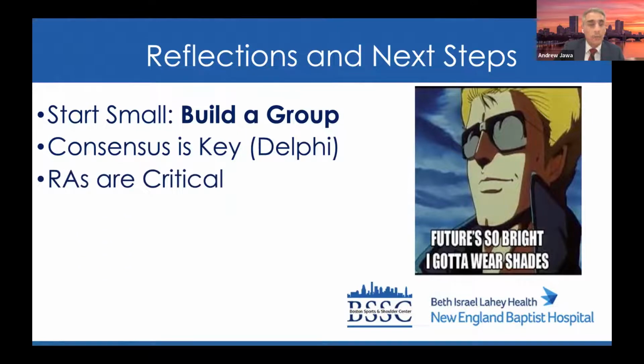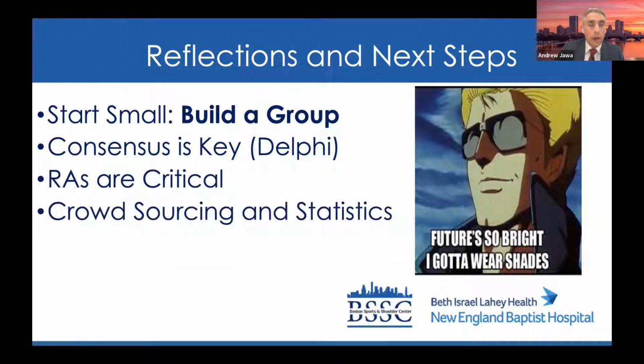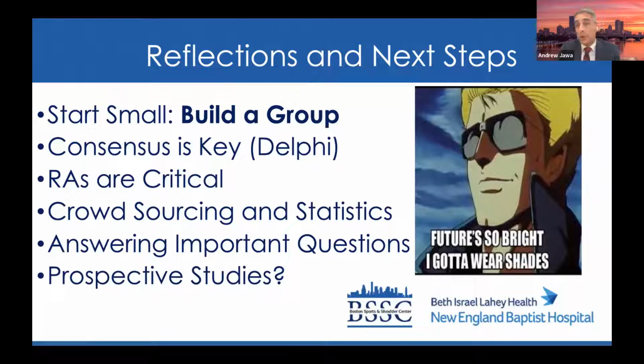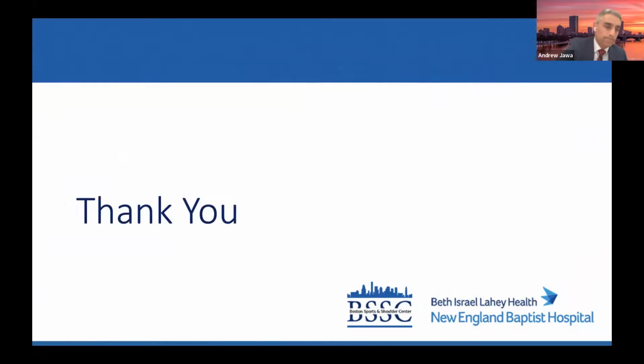RAs are critical. You do need help. Crowdsourcing, basically you're using all the ideas of a lot of smart people. Statistics is key. You're getting the power of statistics, and it allows us to do better work. It's answering important questions that we may not have seen before. And the next step, which we're thinking about, is prospective studies. Carolyn's already done that, but certainly this is the next step that the Delphi process will lead to and what we're thinking about. So thanks a lot.